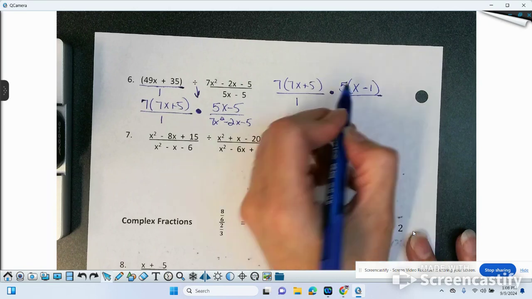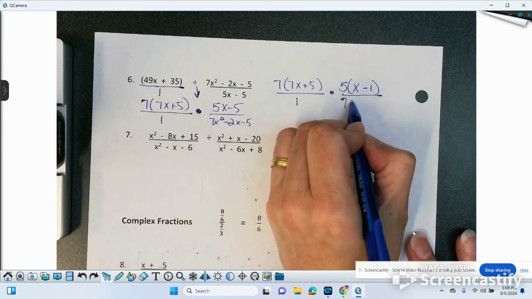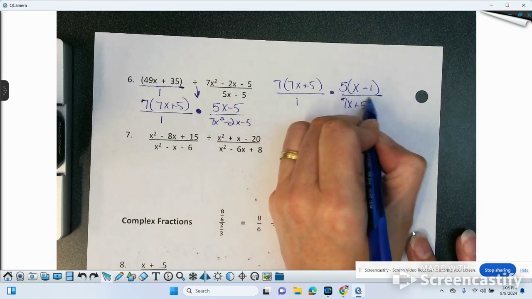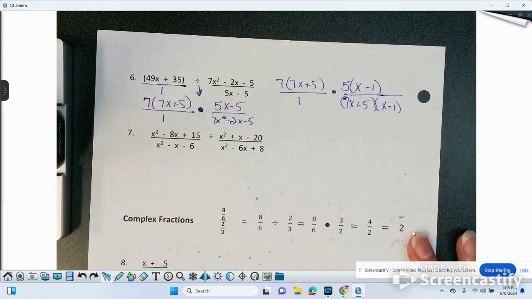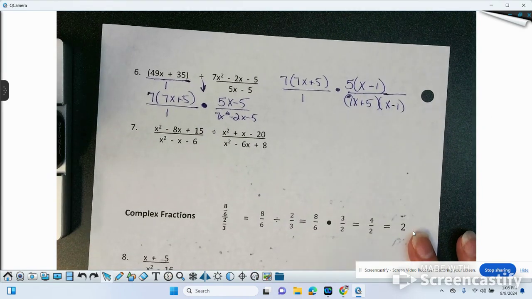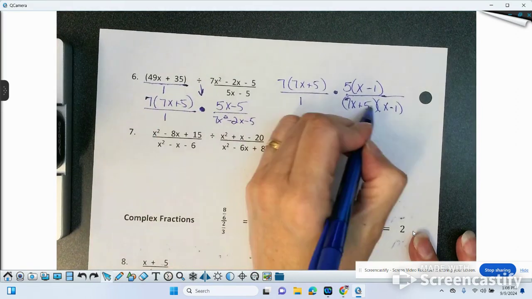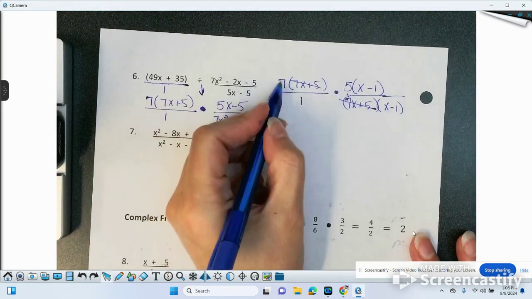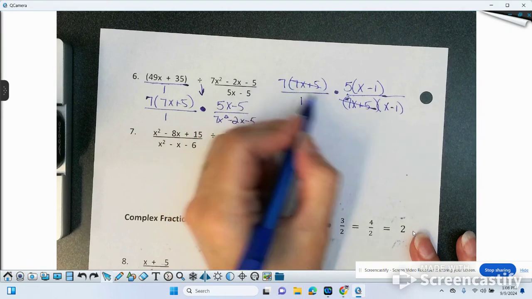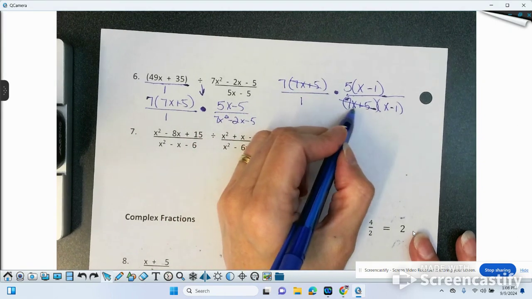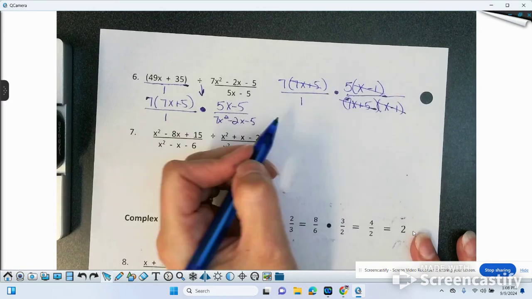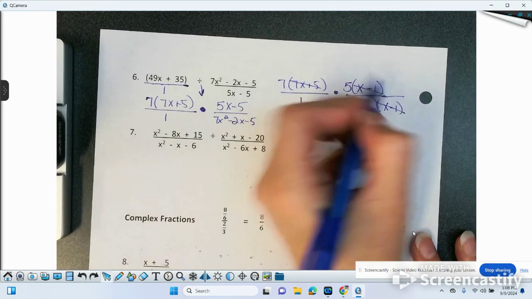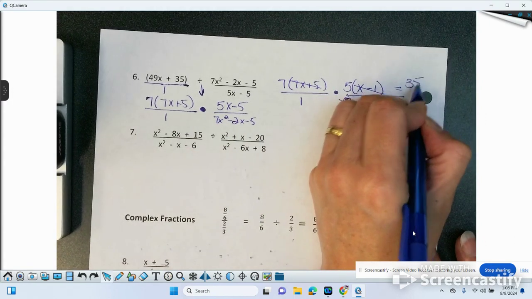All right, so when we work that one out, we're going to get a 7x plus 5 and an x minus 1. And then the 7x plus 5s cancel out. There was no 7 on the bottom. I can't cancel that 7 with that 7, but it's a 7x plus 5 that cancels out. And then the x minus 1 will cancel out. Y'all, we're left with 5 times 7, 35 is your answer.